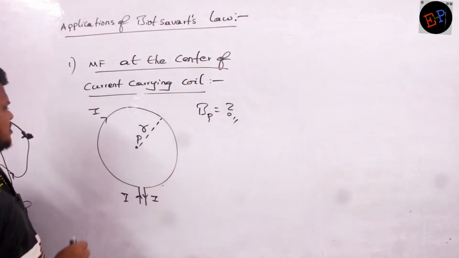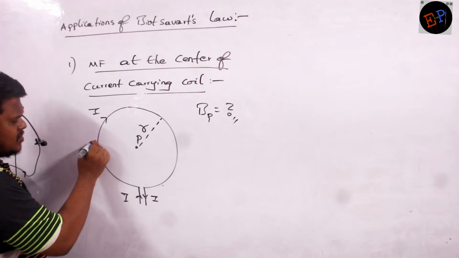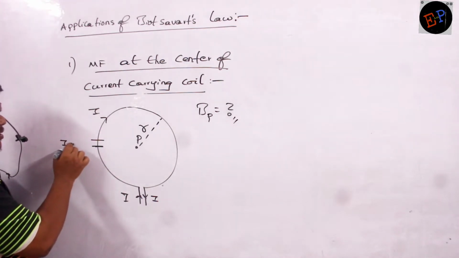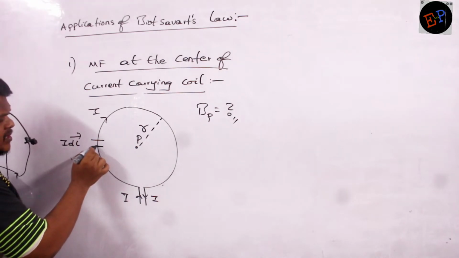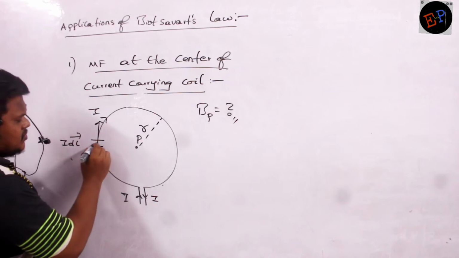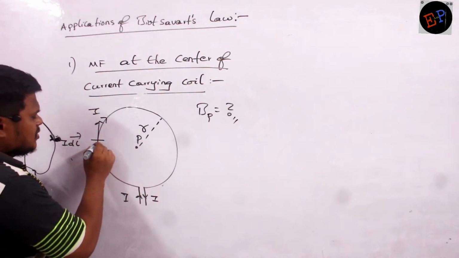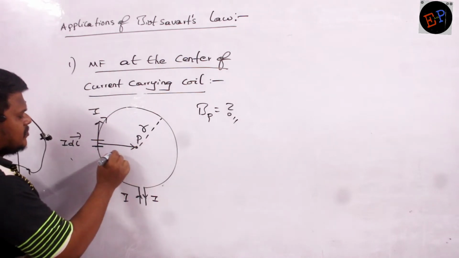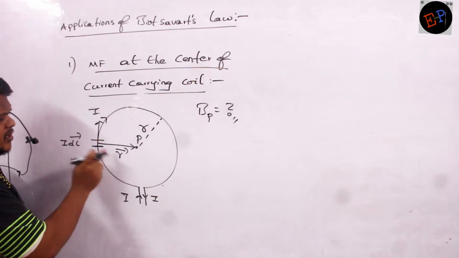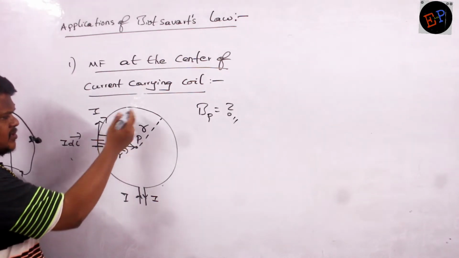So what is the concept? Same procedure which we adopted in Biot-Savart's law. First you select a small current carrying element. This is I dl dash, and this is its direction. This is the point where I want to find the magnetic field, so draw the radius vector up to here, r dash. The angle between I dl dash and r dash is exactly 90 degrees.